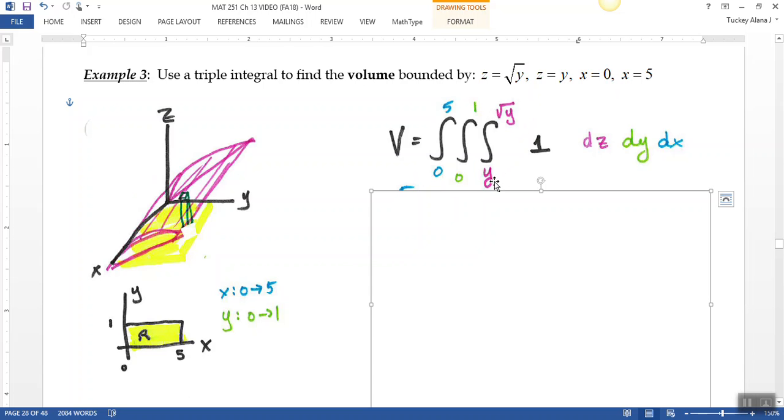Right? So I go from lower to upper. So you might want to label those. Lower z is y, upper z is the square root of y. 1 is, of course, because it's volume. And then we're doing z first. And then x and y, it's kind of six in one, half a dozen in the other. It doesn't really matter which way you go because everything there is constants. So if you wanted to reverse them and do x next and then y, then so be it.